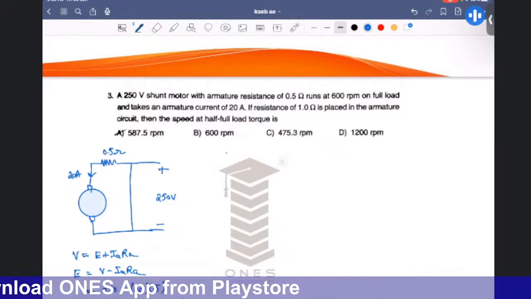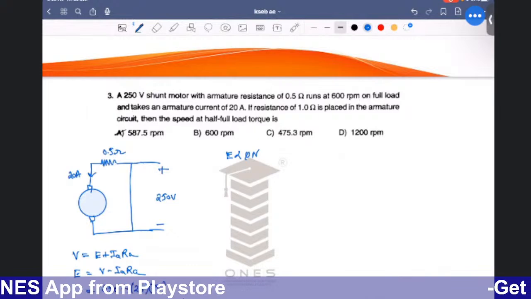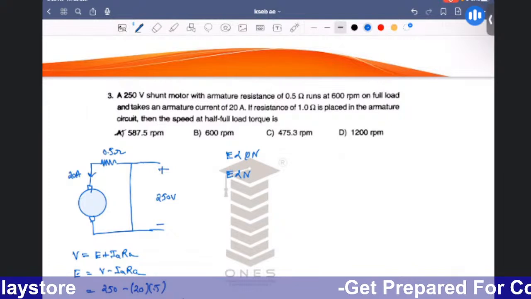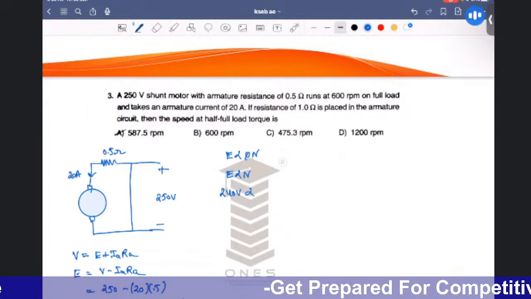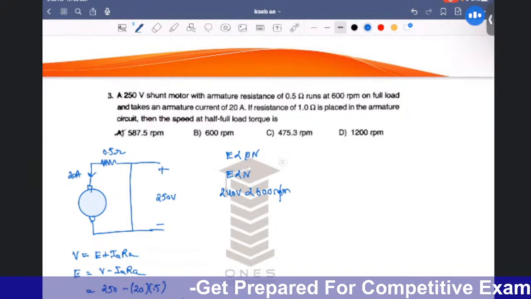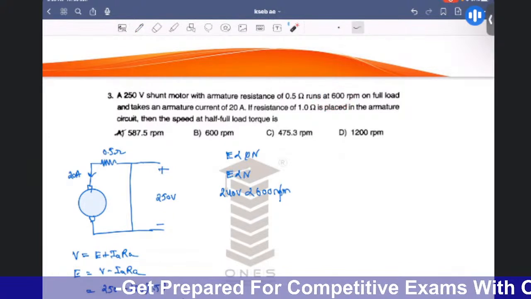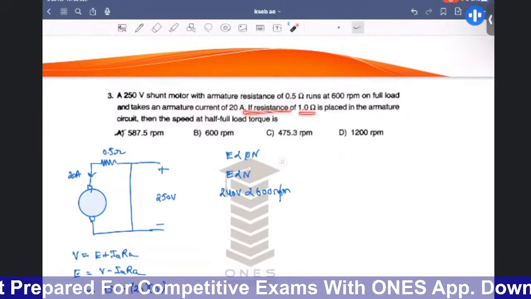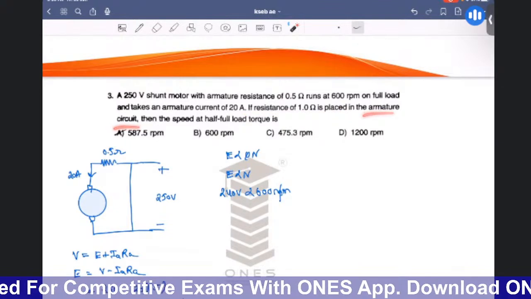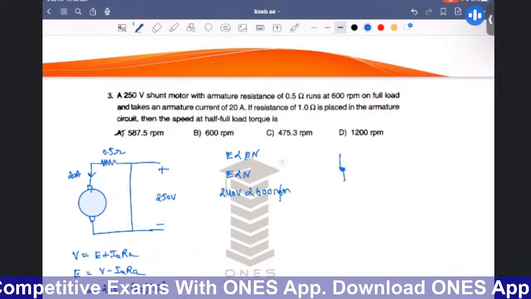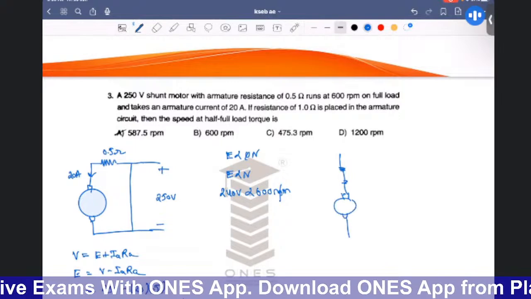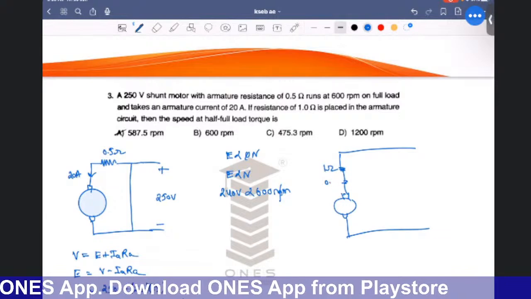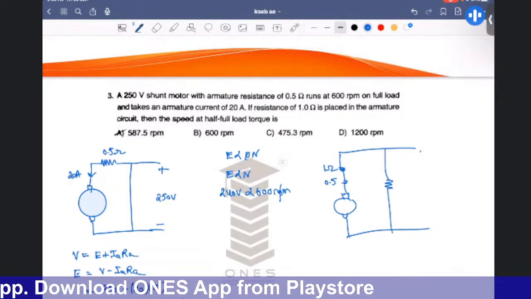And we know what E is proportional to phi into N. If phi is constant, so we can say E is proportional to N. That is 240 volt is proportional to 600 rpm. On first case, the machine is rotating at 600 rpm. If a resistance of 1 ohm is placed in the armature circuit, അതായത് ആർമേച്ചർ സർക്യൂട്ടിൽ ആറിന്റെ ഒപ്പം ഒരു 1 ഓമിന്റെയും കൂടെ റെസിസ്റ്റൻസ് നമ്മൾ പ്ലേസ് ചെയ്യുകയാണെങ്കിൽ, that means the circuit will be like this.